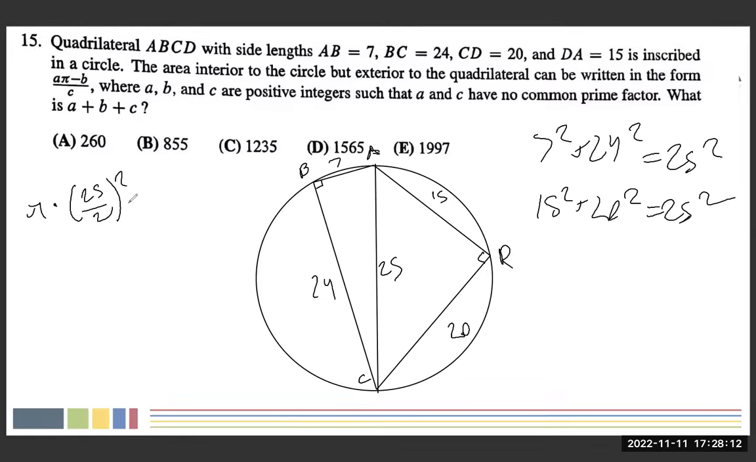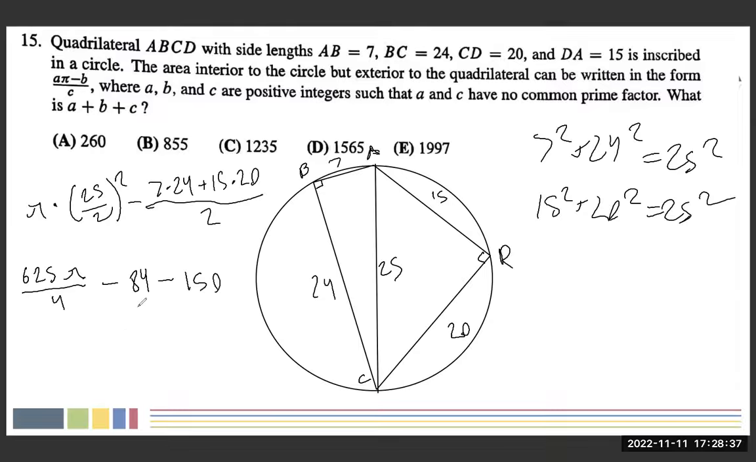And then we have to subtract the area of the quadrilateral, which is 7 times 24 over 2 plus 15 times 20 over 2. And we can just put that all over 2. Right. So now we just get over here, 625 pi over 4 minus, and then over here we get 7 times 12, which is 84, and then minus 15 times 20 over 2, which is 150, which this just gives us minus 234. And now we just have to multiply 234 times 4 to get it onto the fraction.